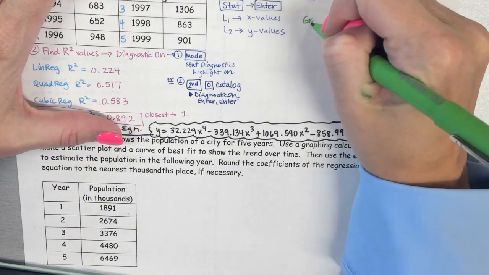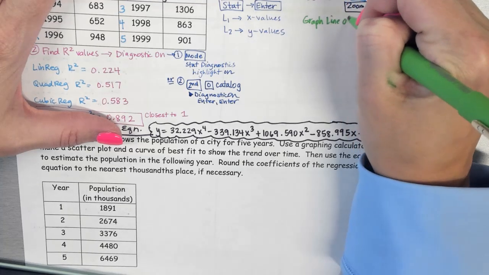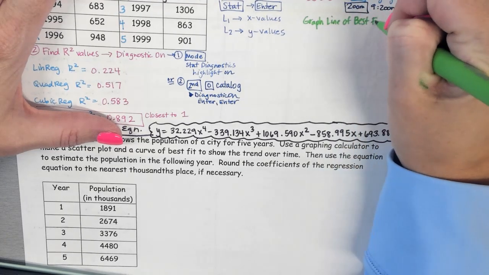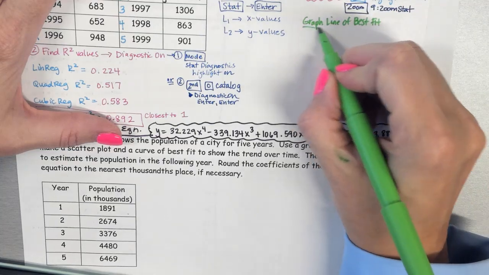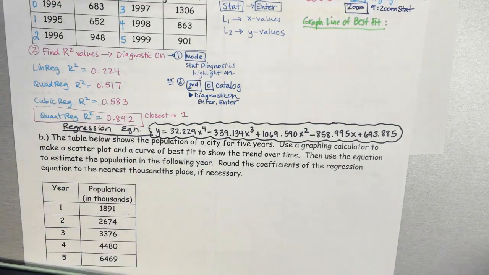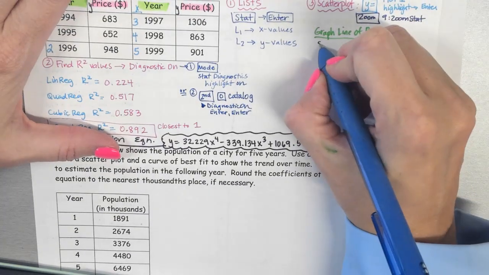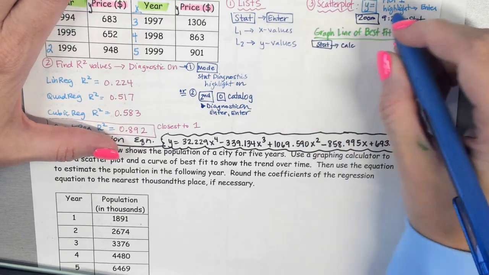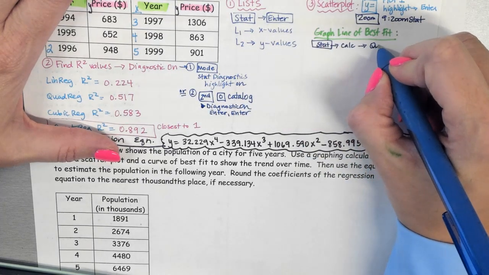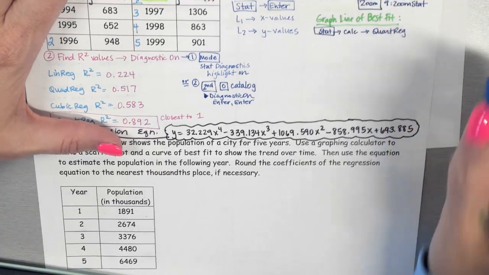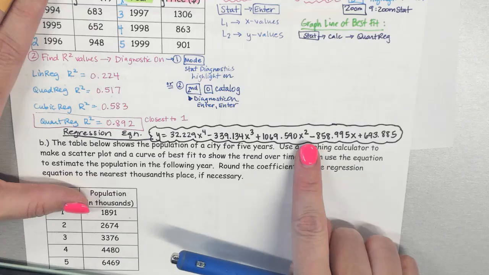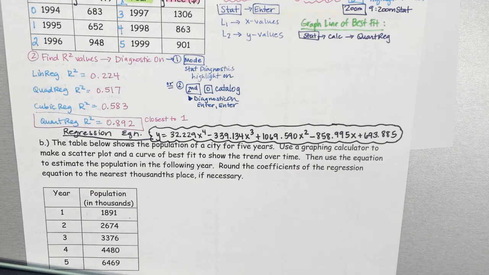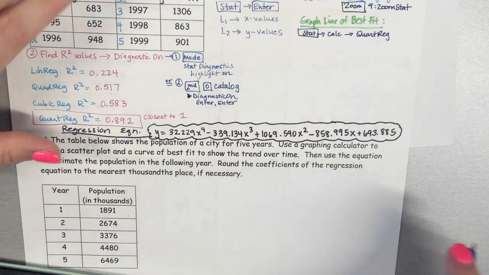Okay, so to graph the line of best fit, okay, you are going to go to Stat. You're going to arrow over to Calc. And then we are going to use QuadReg for this one because that's what we chose here. Okay, the one on your sheet is telling you LinReg because that's the first one, and you can look and see which one fits the best. We're going to decide to use this one.